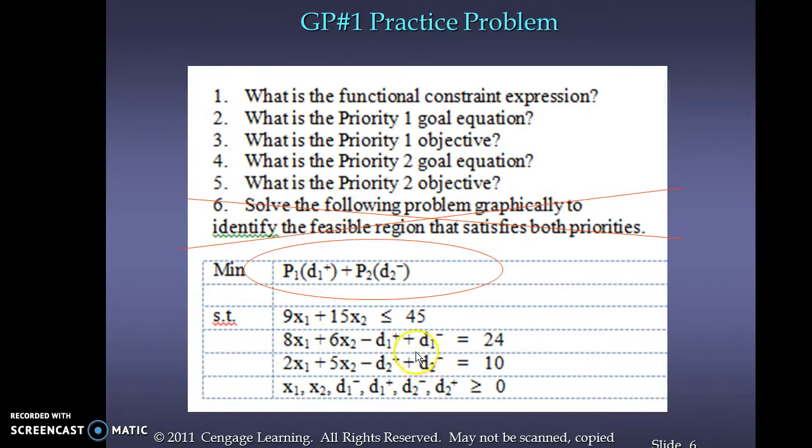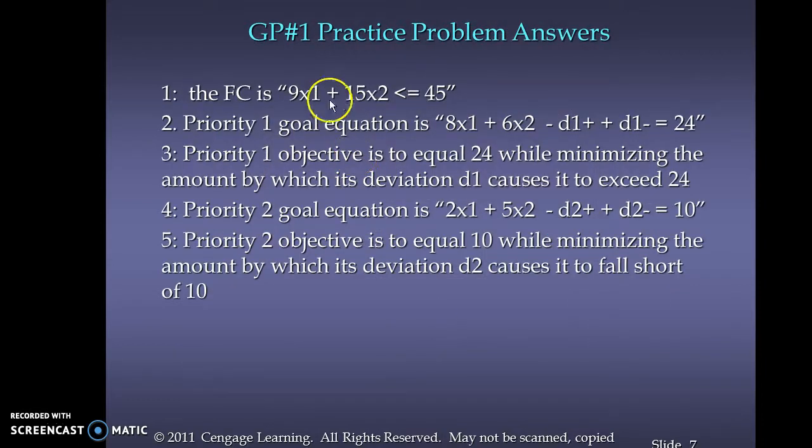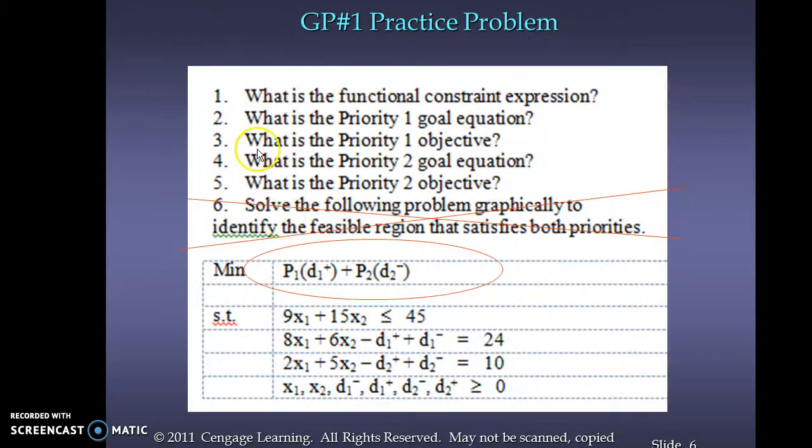So if I ask you a question, what are the functional constraints? You would identify only those constraint expressions that do not have deviation variables. Therefore, the answer to question number 1 is that expression 9x1 plus 15x2 is less than or equal to 45. Okay, so then let's identify what is the priority 1 goal equation.